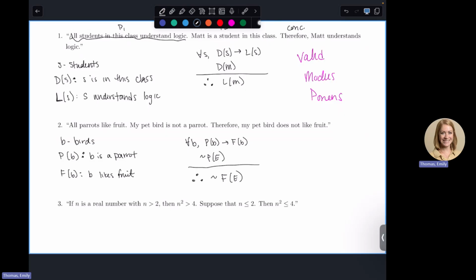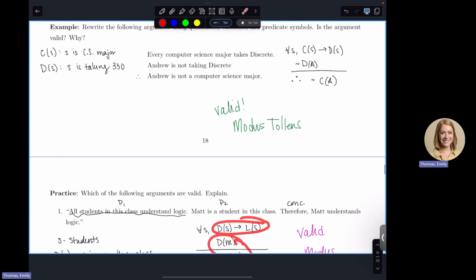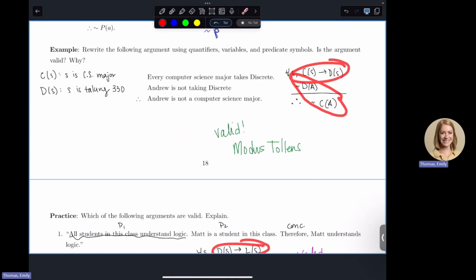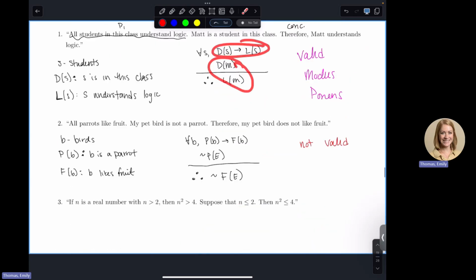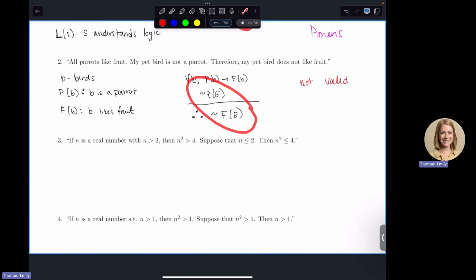Okay, so this is not valid. This is not valid for a particular reason. What is that reason? Yes, right. Because that would be the contrapositive, right? This is the conditional, and that is equivalent to the contrapositive, right? What is this? Yes, that is the inverse.